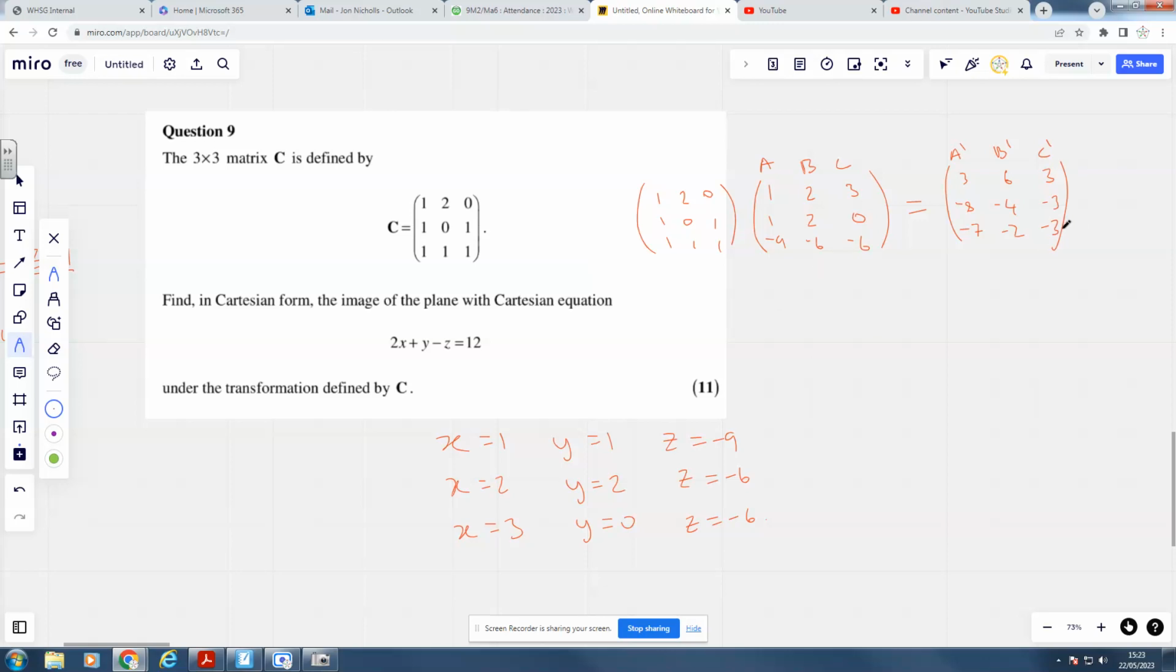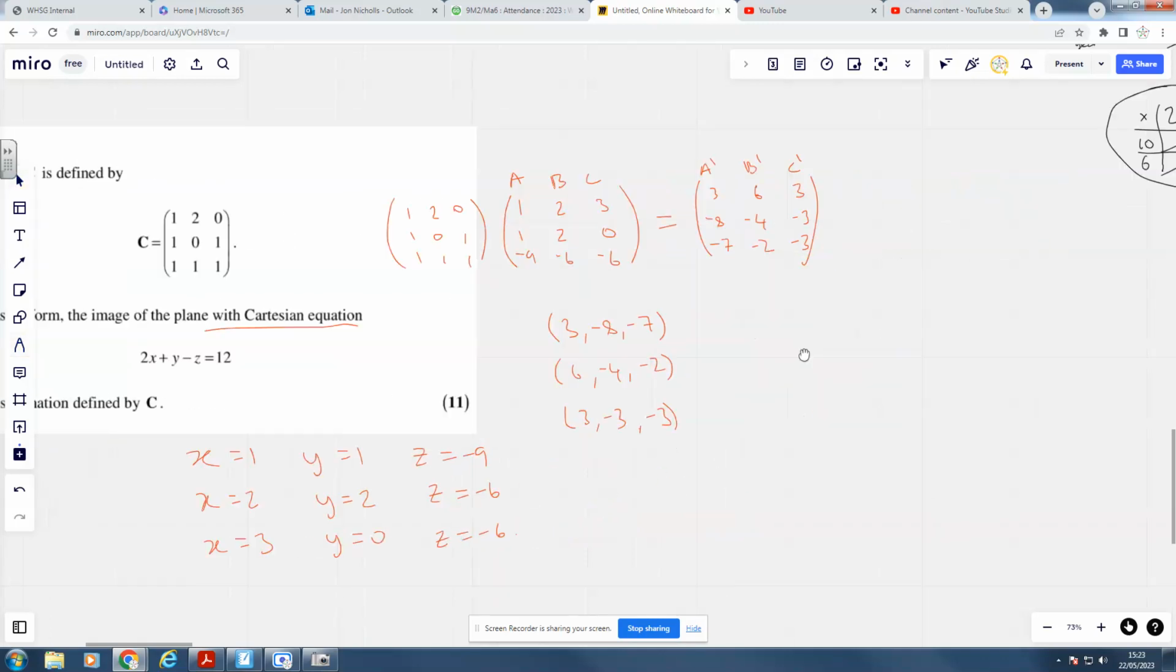Okay, so that's what I get. So I now know where my points end up. And so all I've got to do now is take these 3 points, (3, -8, -7), (6, -4, -2), and (3, -3, -3), and find the Cartesian equation of that plane, yeah? Okay, well, let's do it.